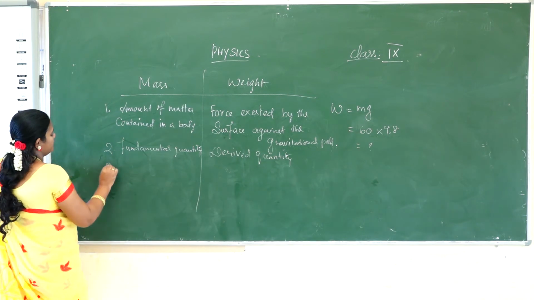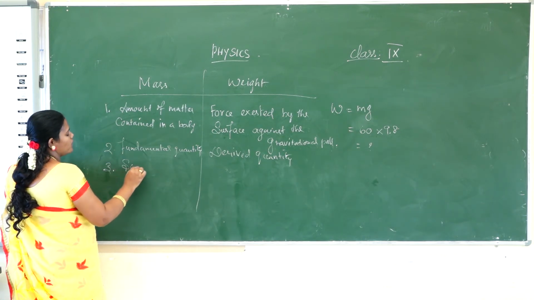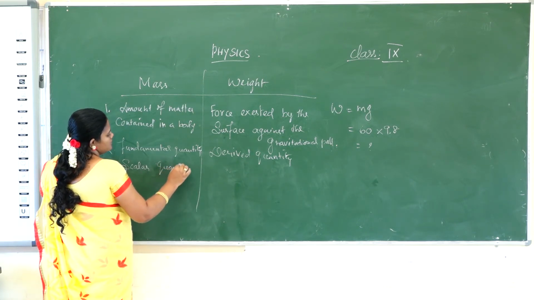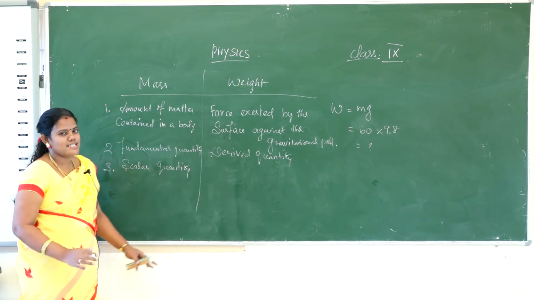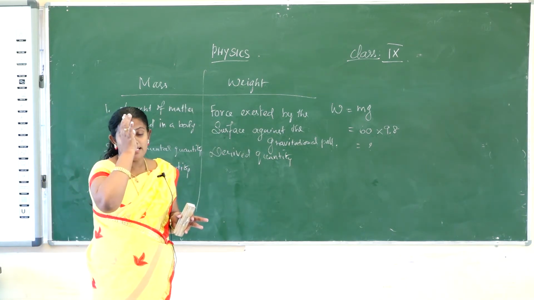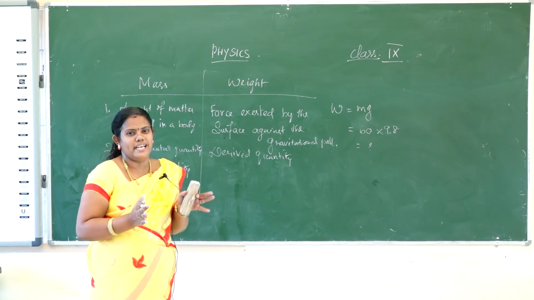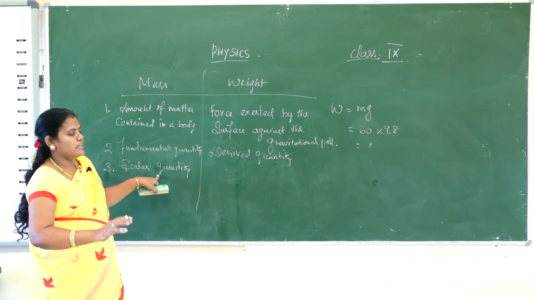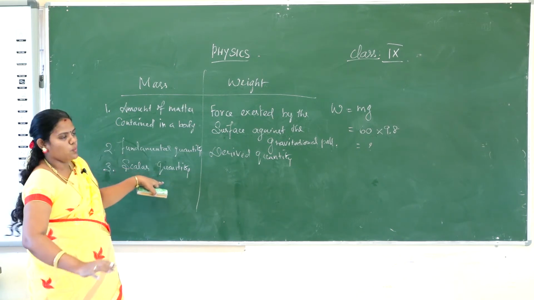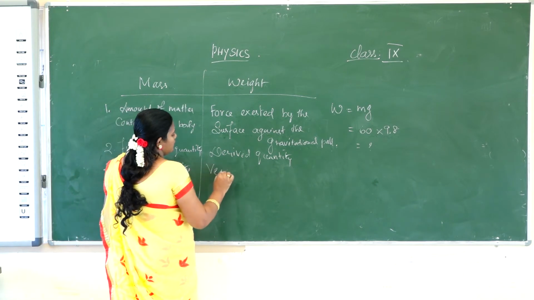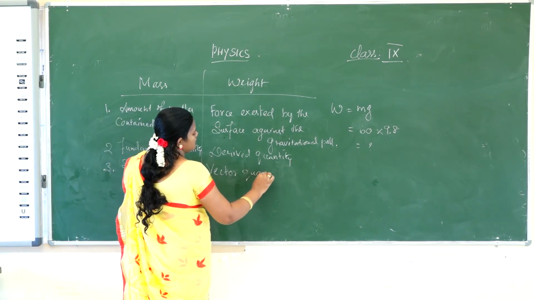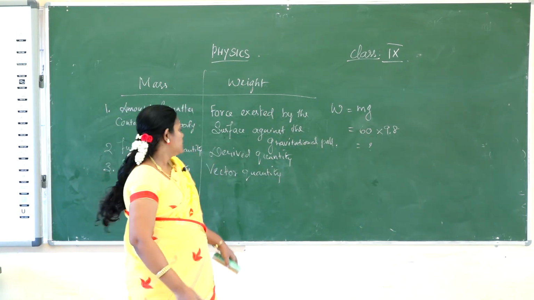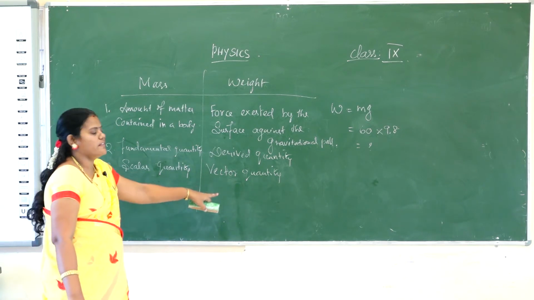And what is the third point? Mass is a scalar quantity. What is scalar? Scalar means it just mentions the magnitude of a thing. So mass is 5 kg or 7 kg, only the value is mentioned, so only magnitude is denoted. So mass is expressed as a scalar quantity. Weight is a vector quantity, because vector means it mentions the value as well as the direction of a thing. So this is a scalar quantity and this is a vector quantity.